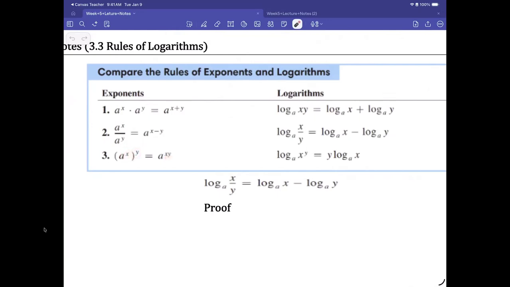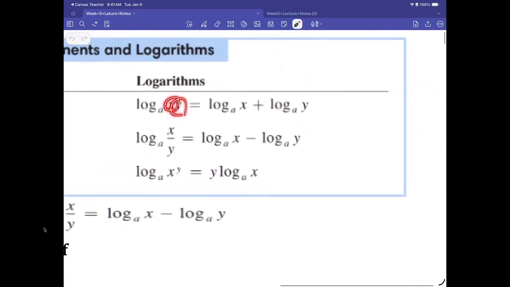But in the log, it's the same idea. If you have x and y, then you add. Okay, so just remember this: if you have a quotient, then you have to subtract. But when you have an exponent on the log, right there, the y, you can bring it to the front, and then log base a of x.